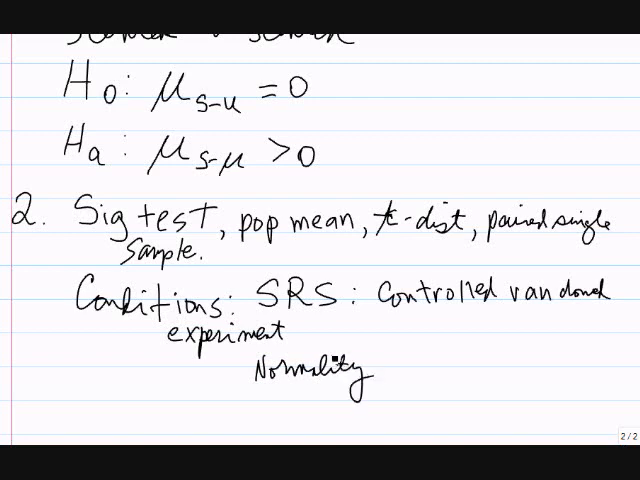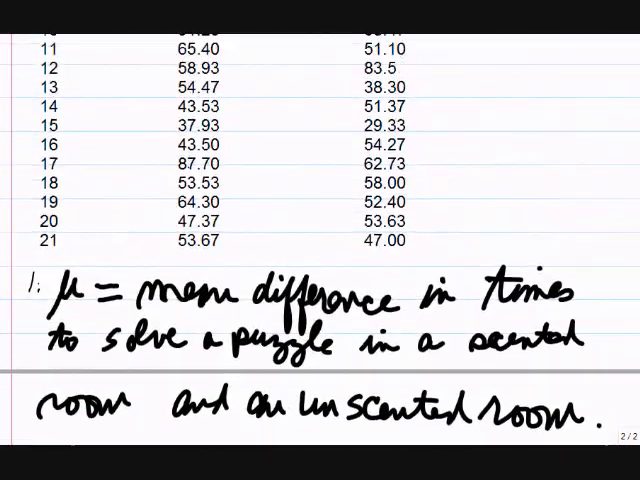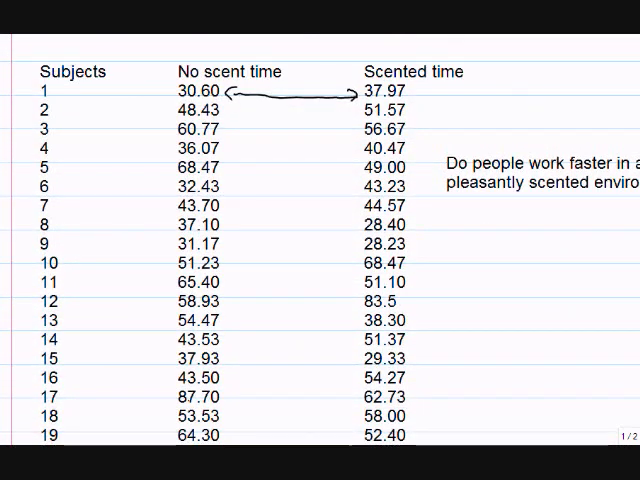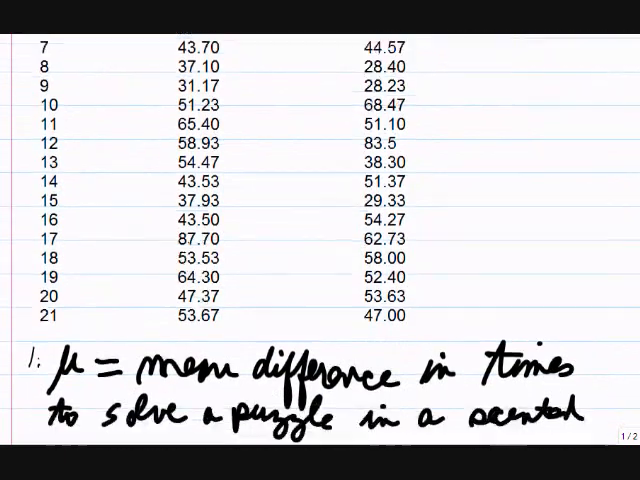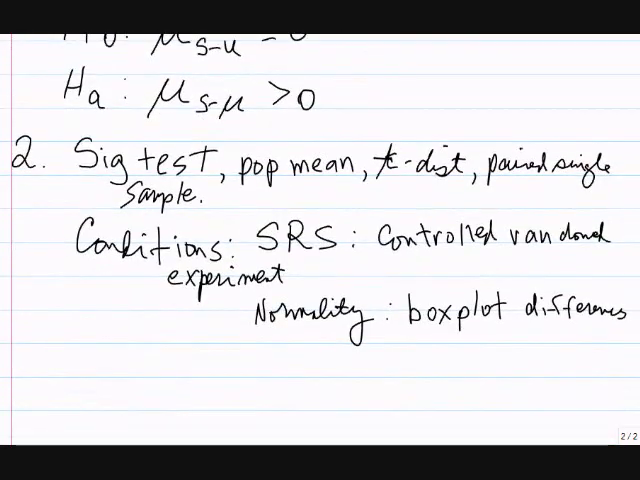How do we usually check normality when we're doing the T distribution? Box plot. Box plot of what? Of the differences. So we need to box plot the differences. We're doing scented minus unscented, and that would be list 2 minus list 1. Would you put that on like list 3? Yes. So go into your list 3 and put list 2 minus list 1.